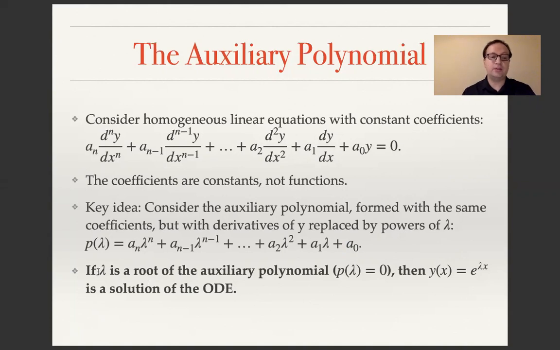If lambda is a solution of the auxiliary polynomial, so p of lambda is equal to 0, then e to the lambda x is a solution of the ordinary differential equation. So for each root lambda of the auxiliary polynomial, we get an exponential solution of the ordinary differential equation.